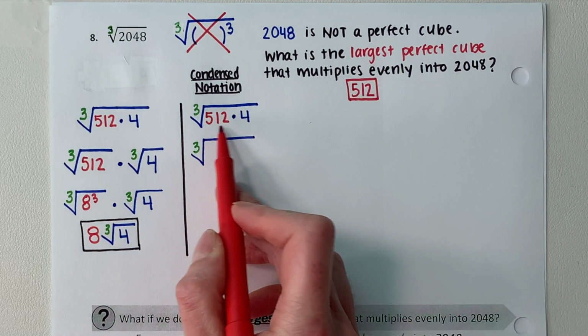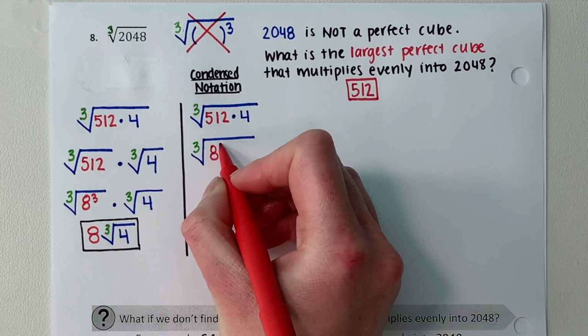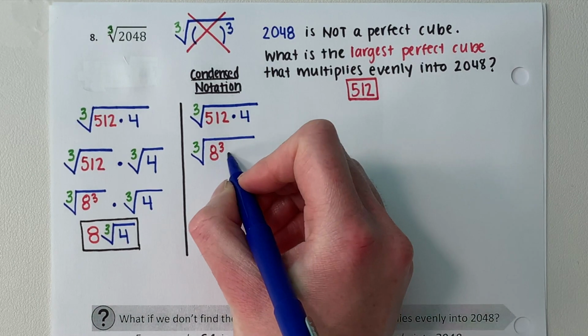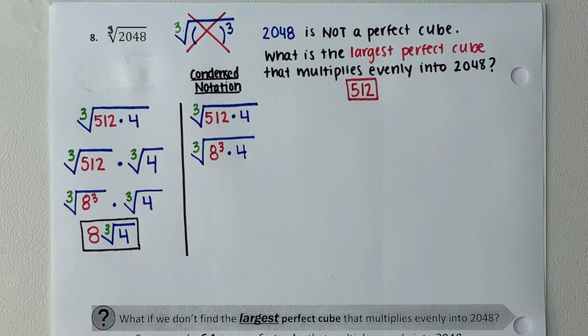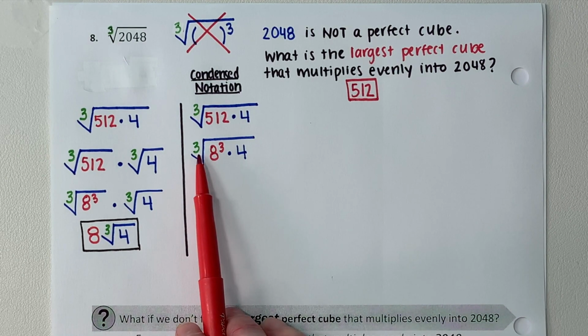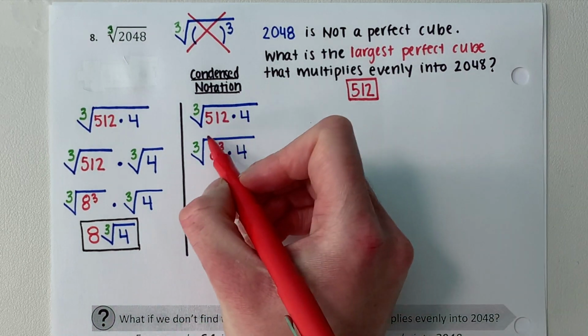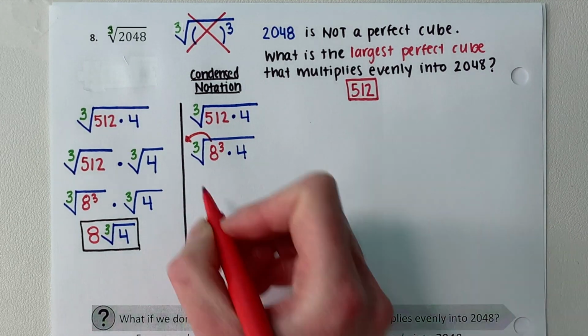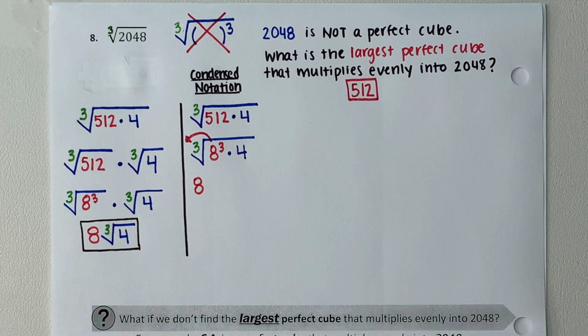Since 512 is our perfect cube, we'll write it again as 8 cubed. 4 was not a perfect cube, it's just the leftover, so we're just going to bring down the 4. Now, anything underneath the radical that has a cubed power to match this cubed root can be pulled out of the radical. So we're going to pull the 8 out of the radical, and that leaves us with 8 outside of the radical. Why can we do that?